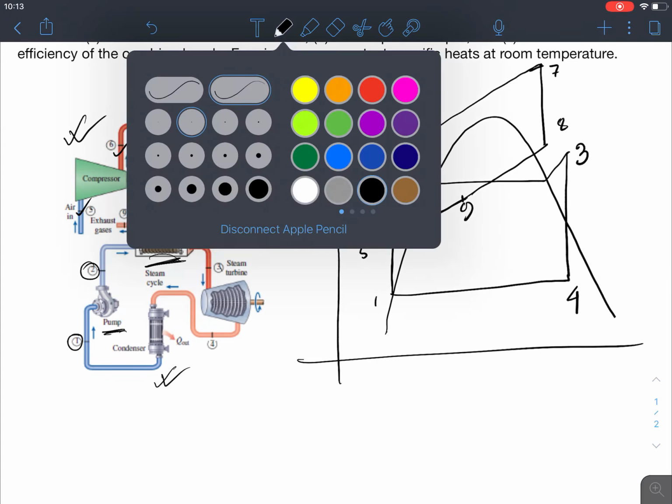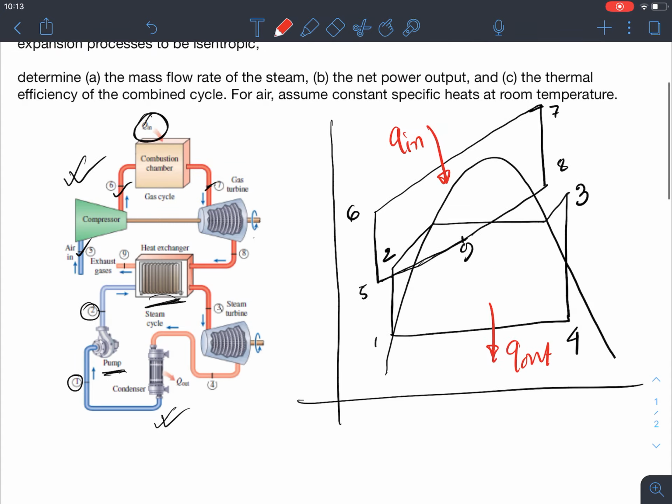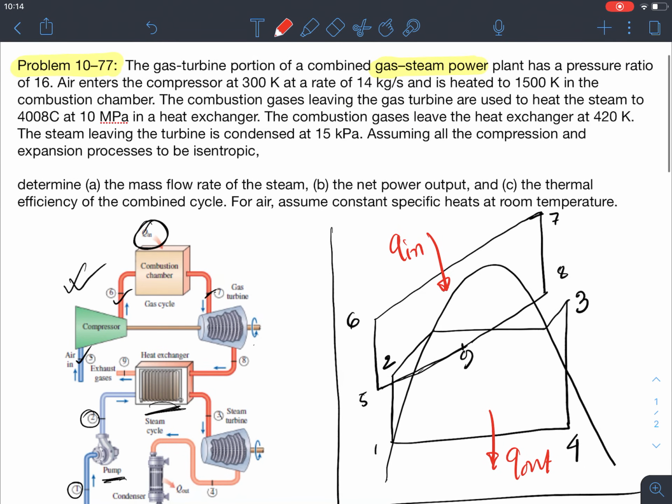So now we know the whole TS diagram, and we know that Q in is happening in the combustion chamber, 6 to 7, and Q out is happening right here in the condenser, from 4 to 1. Now let's take a look at what information is given for this particular problem. First of all, the pressure ratio is given: P6 divided by P5 is 16.